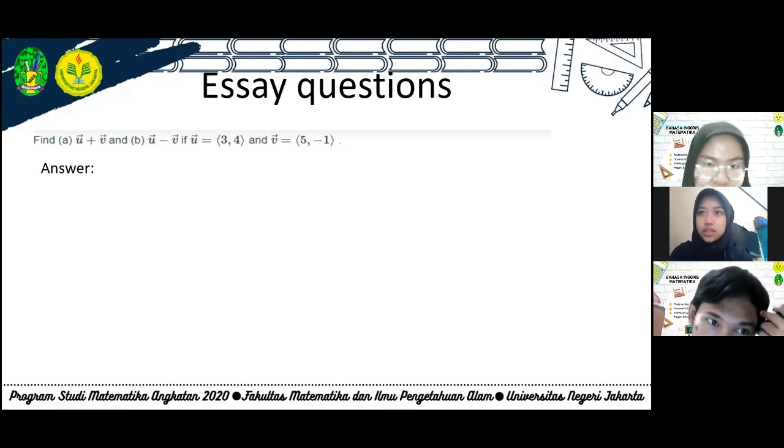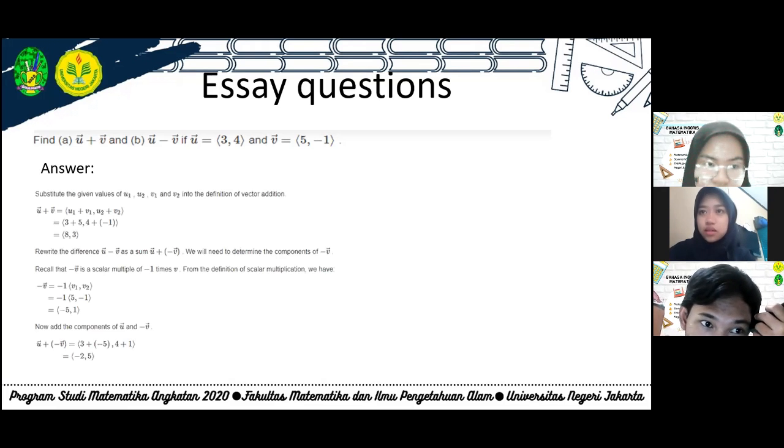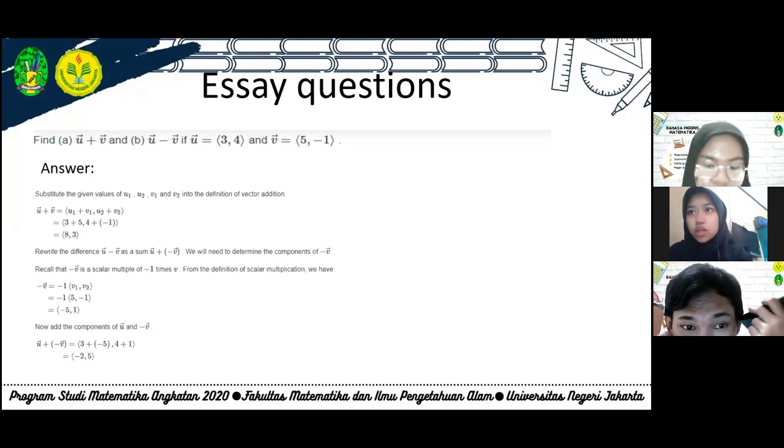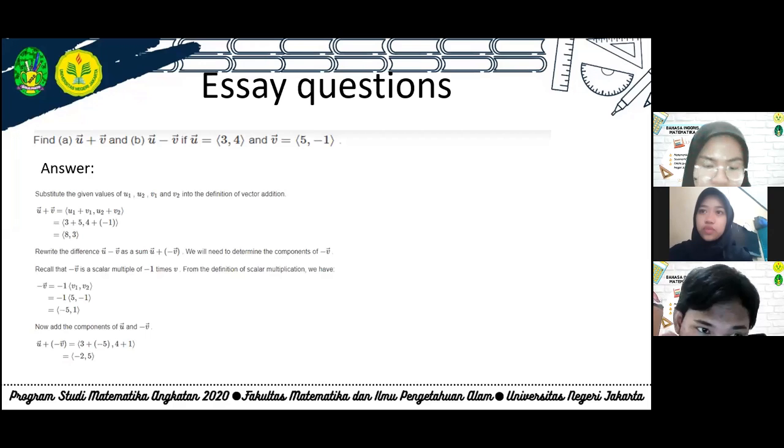Okay, this is the explanation. First, substitute the given values of u1, u2, v1, and v2 into the definition of vector addition. Vector u plus vector v equals (u1 plus v1, u2 plus v2) equals (3 plus 5, 4 plus -1) equals (8,3).